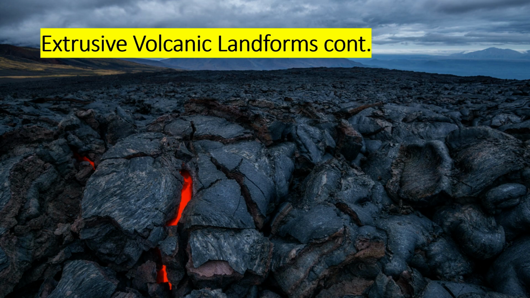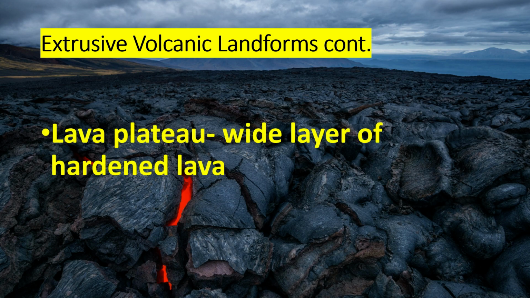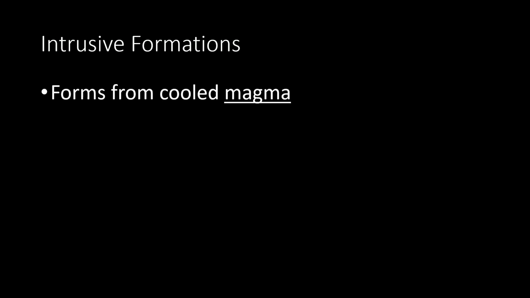Okay, next extrusive volcanic landform is called a lava plateau, and a plateau is just a word for a wide flat area, and so a lava plateau is just a wide flat area of hardened lava. Remember when we talked about the moon, we talked about the basalt floods on the moon and how those were similar to the Columbia Plateau of the northwestern United States. So the Columbia Plateau is a bunch of basalt that got erupted out of really ancient volcanoes a very long time ago.